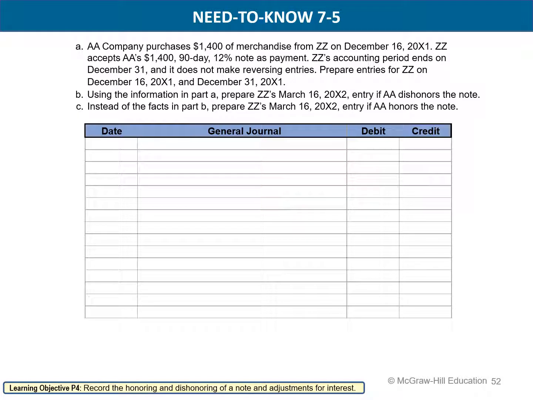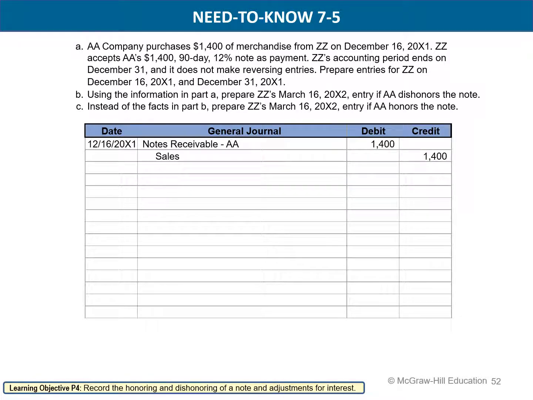All right. Company AA purchased $1,400 of merchandise from ZZ on December 16th. They accept a 90-day 12% note as payment. The accounting period ends on December 31st, and it does not make reversing entries. Prepare the entries for ZZ on December 16th and December 31st.